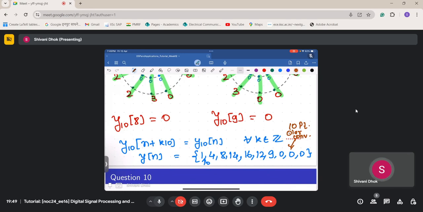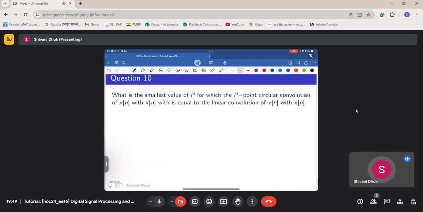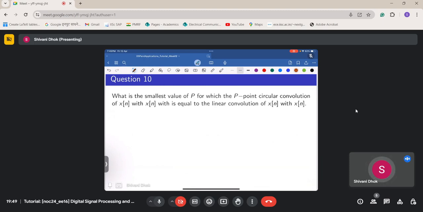Okay, yeah. So let's start with the last question that I have planned to cover today. It says: what is the smallest value of p for which the p-point circular convolution of x of n with x of n is equal to the linear convolution of x of n? So we have, let's say, yp of n, which is x of n circularly convolved with x of n, and this circular convolution is of order p. That is, I am finding the p-point circular convolution of this signal x of n with itself.